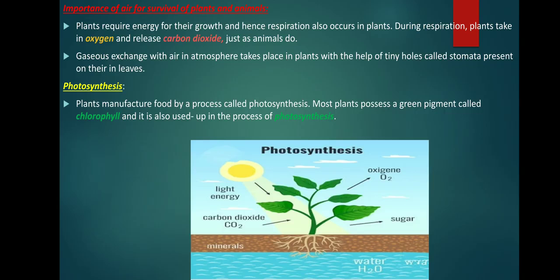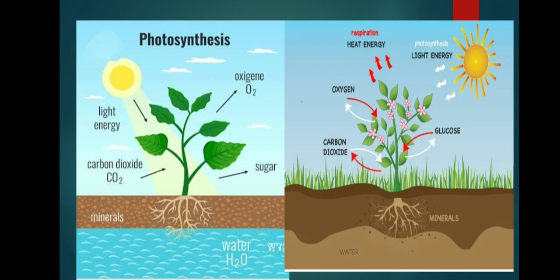The next one, photosynthesis. Photo means light in Greek, and synthesis comes from the Greek word that means putting together. Photosynthesis is the process by which green plants make food using carbon dioxide and water in the presence of sunlight. The chlorophyll present in the leaves helps the plant draw energy from sunlight.